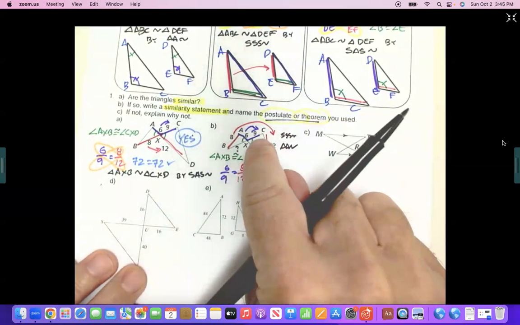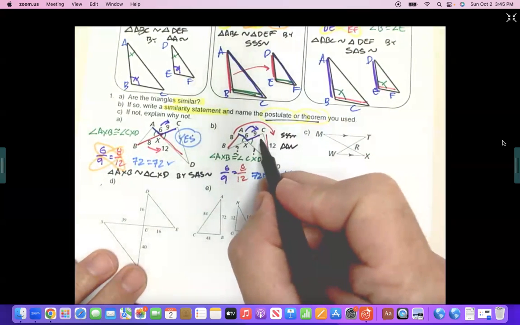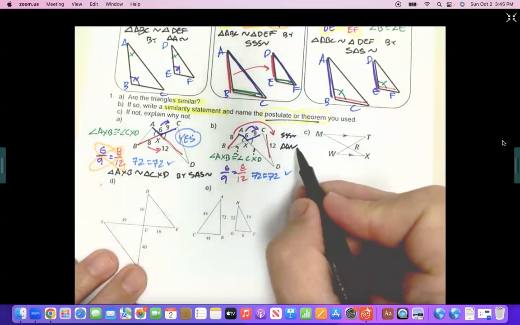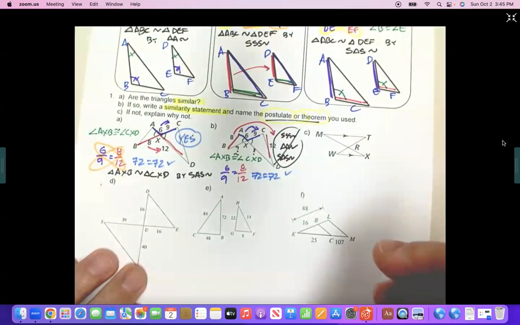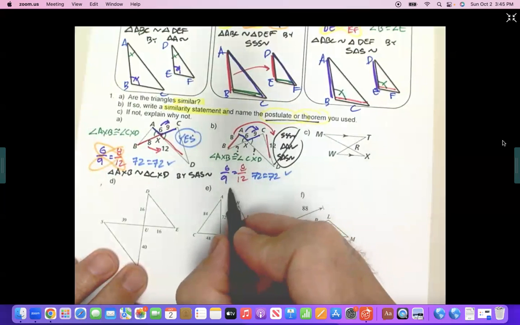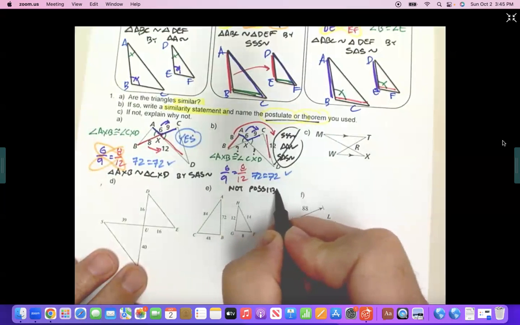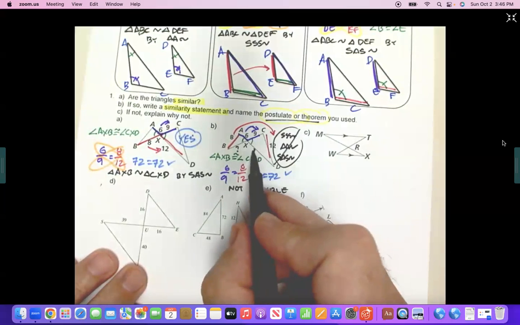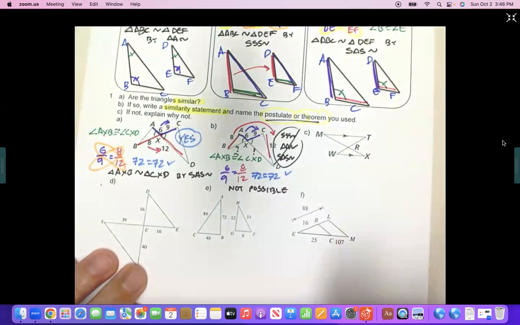And since these two angles are not in between the two sides that are proportional, we can't do this one by the side angle side. None of those are possible. Therefore, this one is not possible. In other words, there's not enough information for us to know whether they are similar or not. Again, the distinguishing factor between these two is the location of the angles.